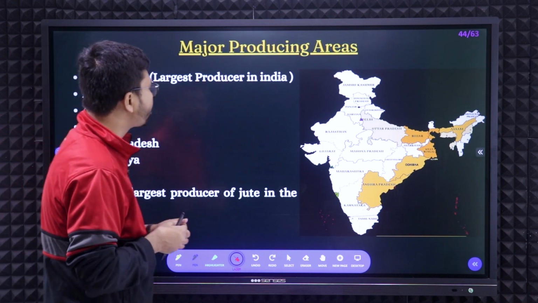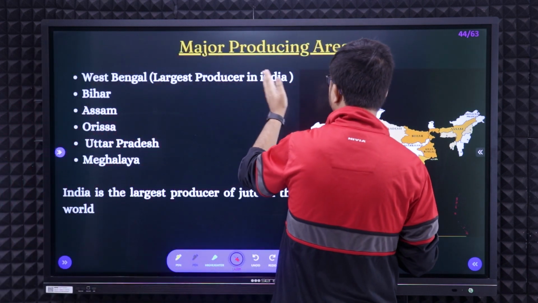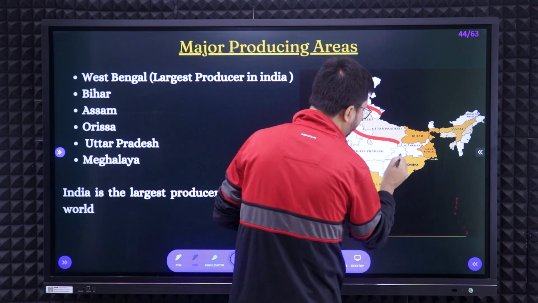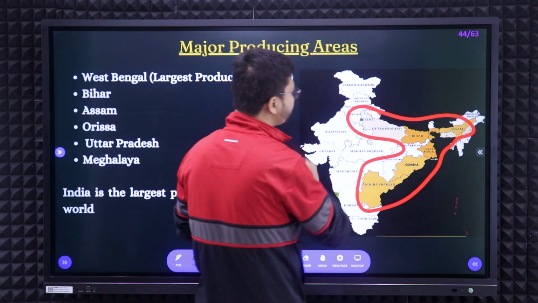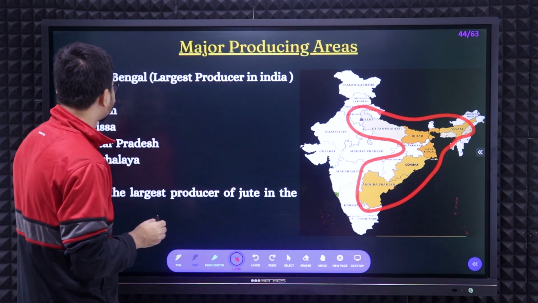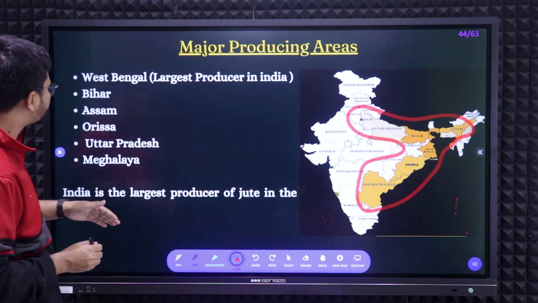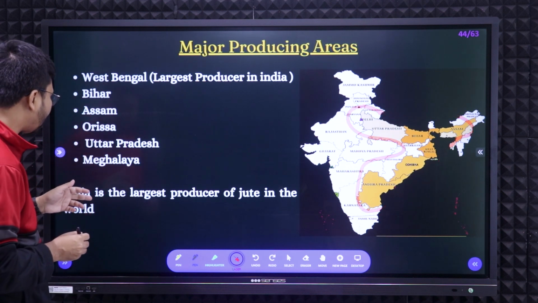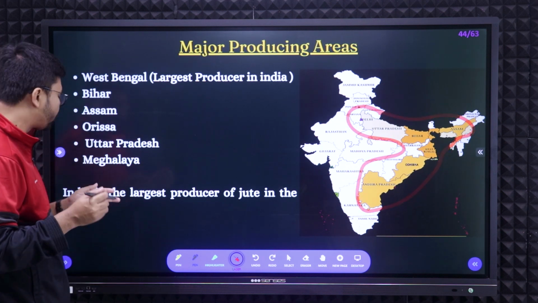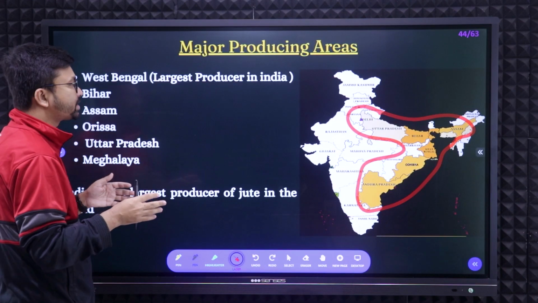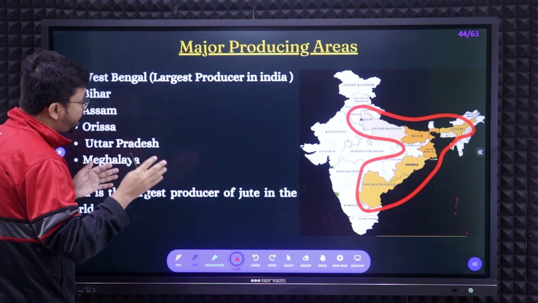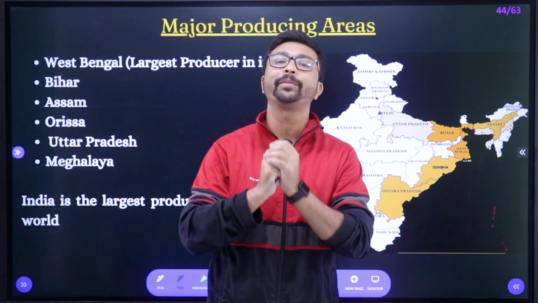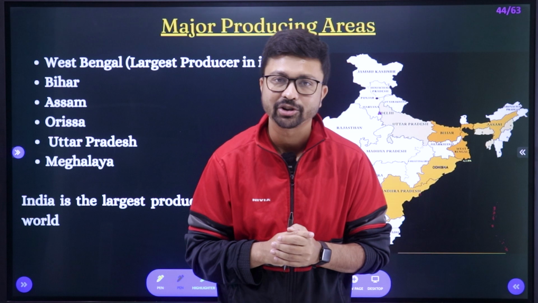Next, here you can see the major production of jute in India. As I said, the eastern part is favorable for jute cultivation. So which states are there? West Bengal, the largest producer in India, along with Bihar, Assam, Odisha, Uttar Pradesh and Meghalaya. India is the largest producer of jute in the world. So those are the states or regions where you can cultivate jute. Those are the 2 fiber crops you need to study according to your syllabus.